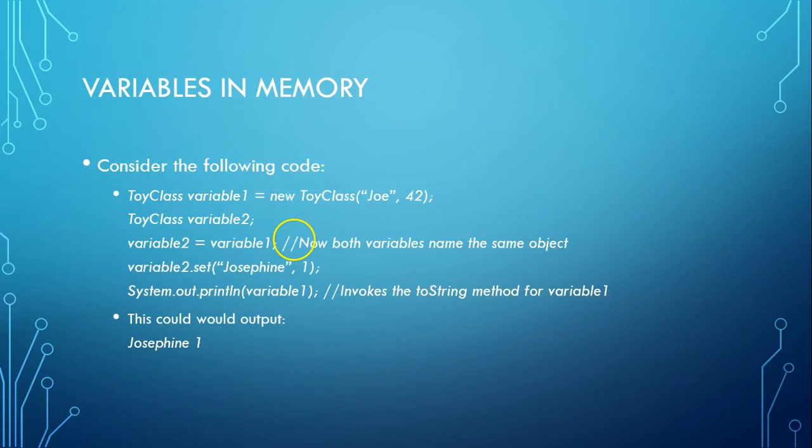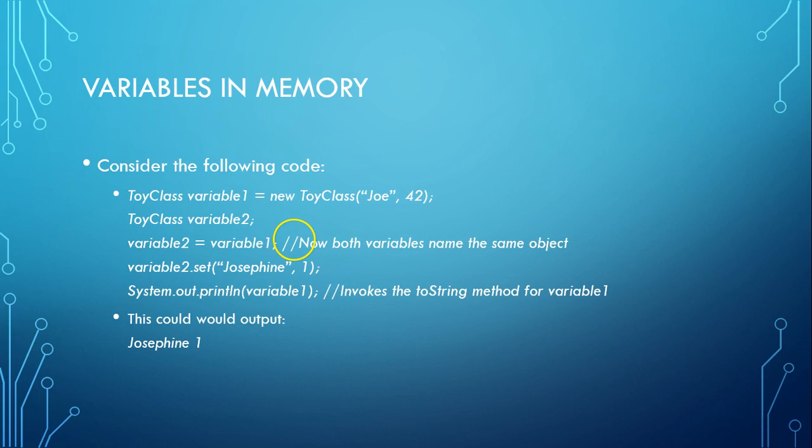So let's consider the following code. Here I have toy class variable 1 equals new toy class Joe, 42. Toy class variable 2 equals variable 1. Now both variables name the same object. Variable 2 dot set Josephine, comma 1. System.out.println of variable 1 invokes the toString method, and this code would actually output Josephine 1. Even though I did not say to variable 1, hey, why don't you take the value of Josephine 1? It doesn't work that way.